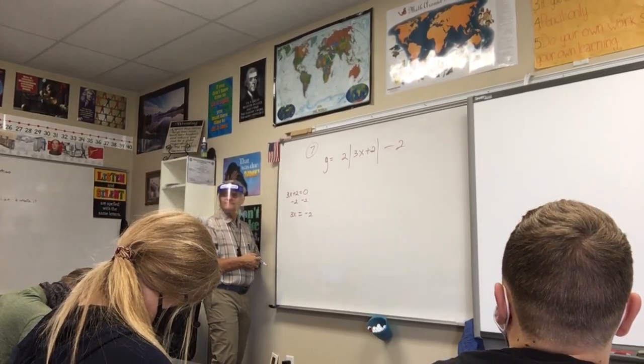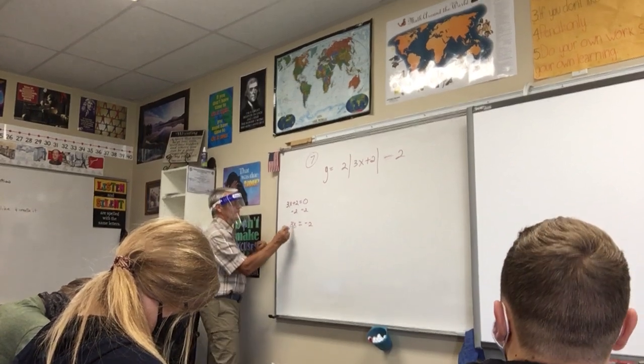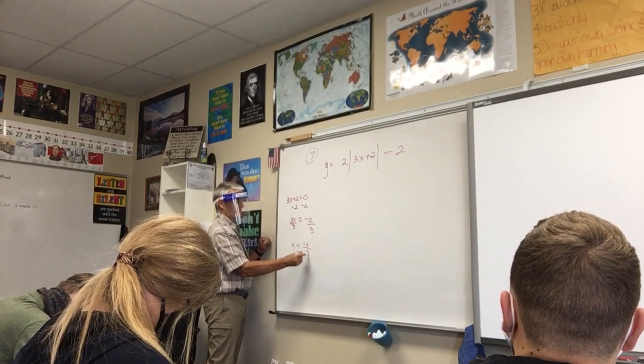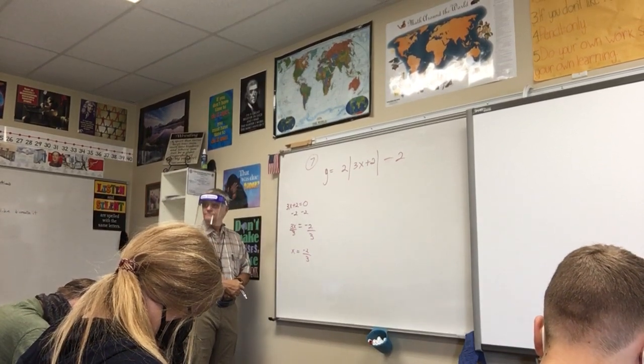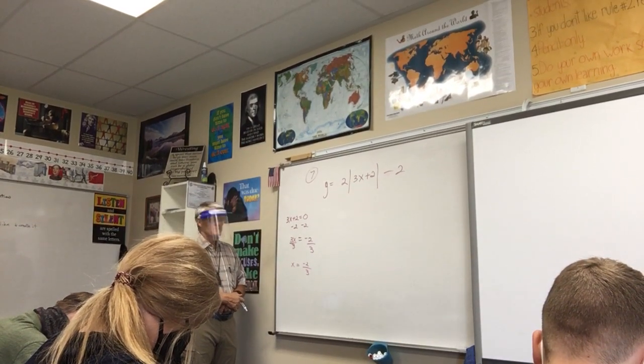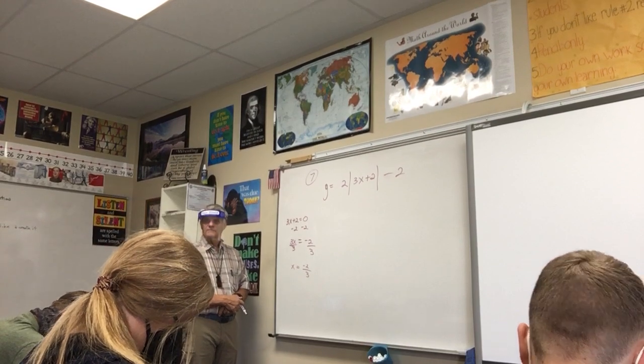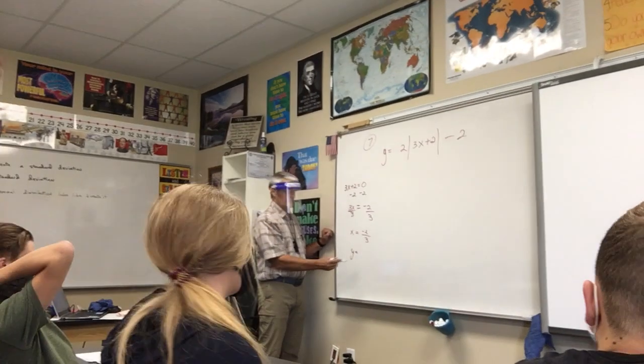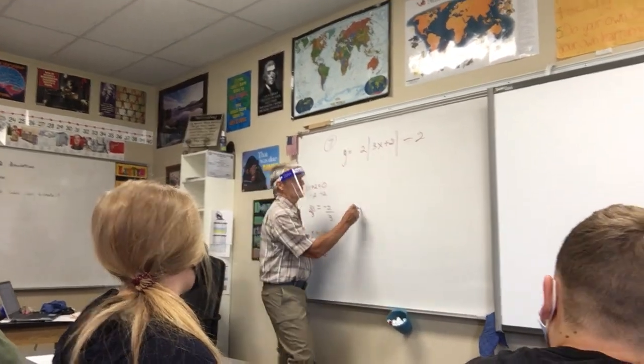Are you okay? Yeah, you divide by 3. Divide by 3, good. Okay? Yep. Okay, that tells me my x coordinate of the vertex. My y coordinate of the vertex is? Negative 2. Negative 2. Now I draw the graph.